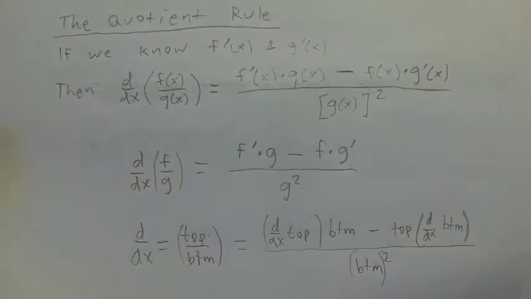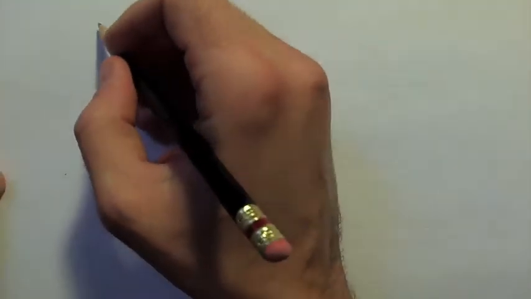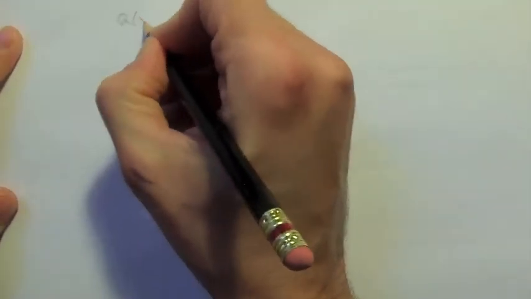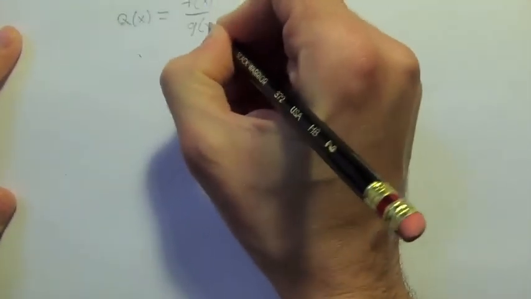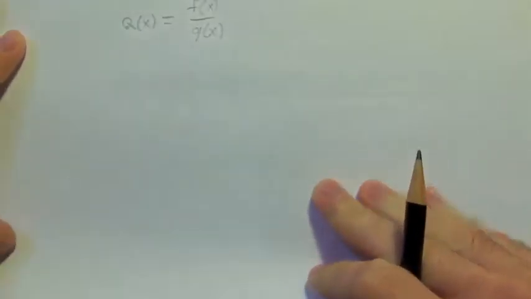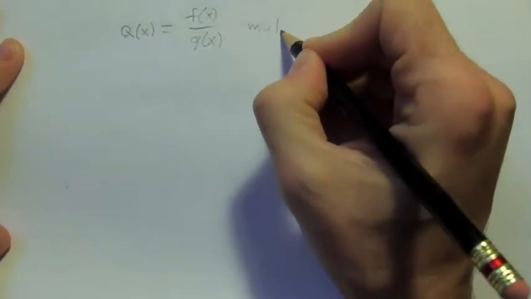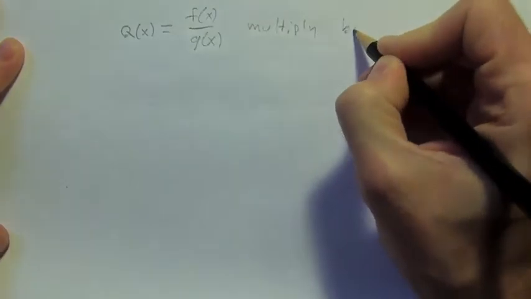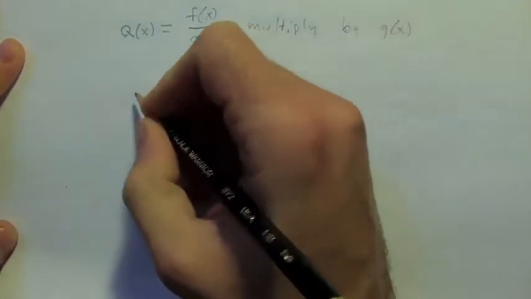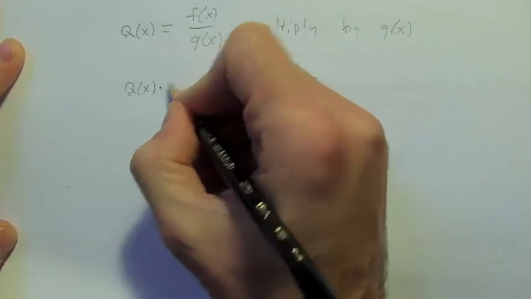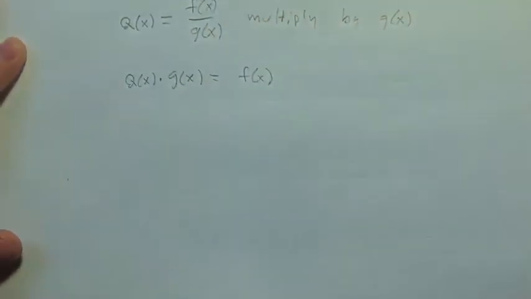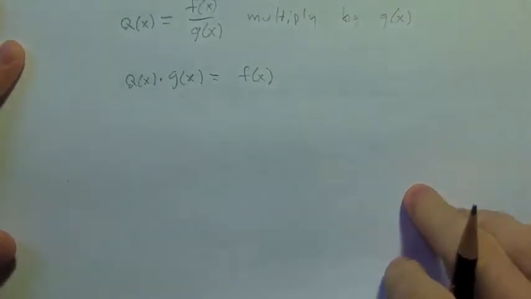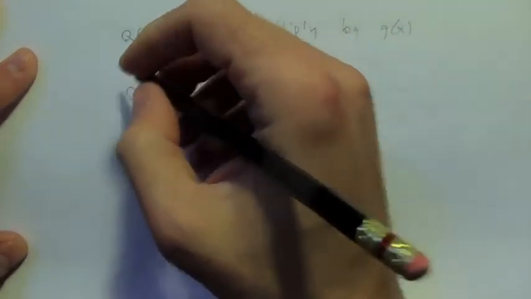All right, and to show where this comes from, it's basically using the product rule to help us out. If I have that q of x is equal to f of x over g of x, well, all I do is multiply by g of x. Right? So that I get q of x times g of x is equal to f of x. Okay. Then we take the derivative of both sides.